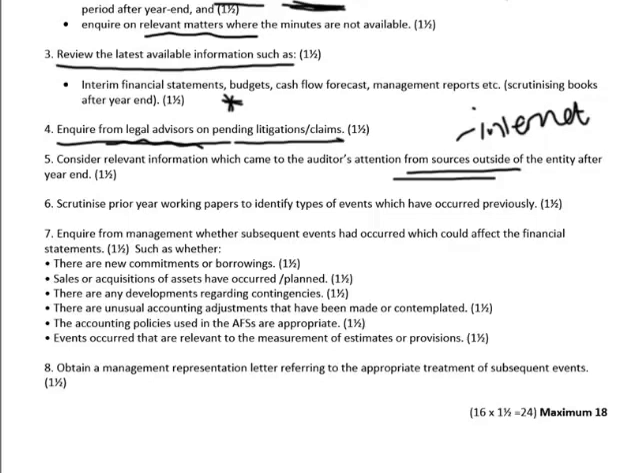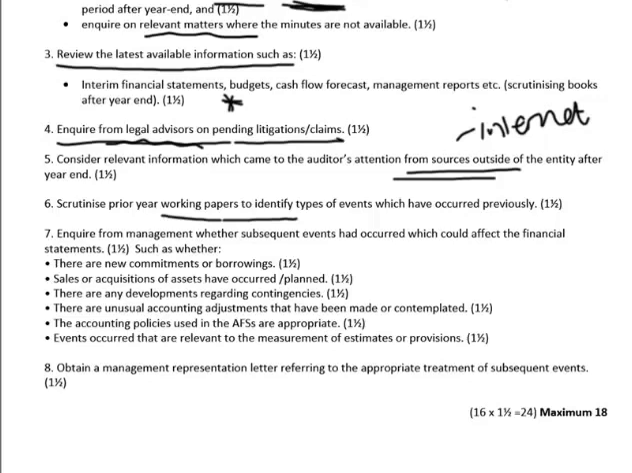We could scrutinize prior year working papers to identify types of events that have occurred previously. We could inquire from management whether subsequent events had occurred which could affect the financial statements, such as have they taken out any new commitments or borrowings, or maybe they've decided to acquire new assets, or a big portion of their operations they decide to sell.